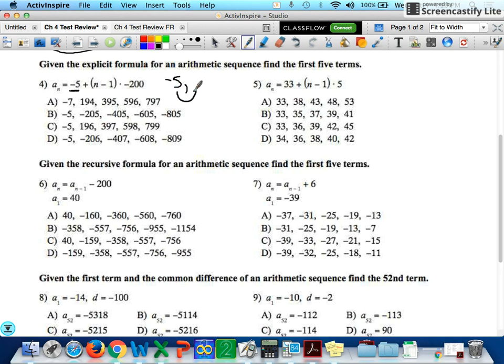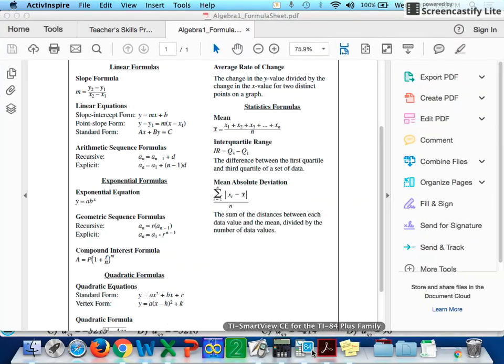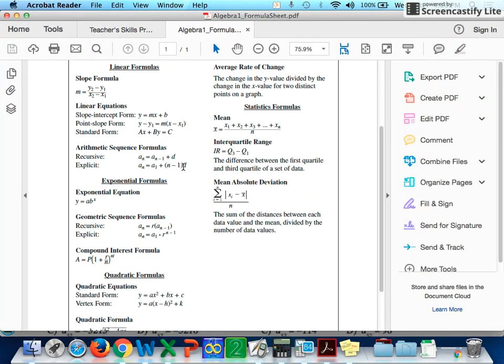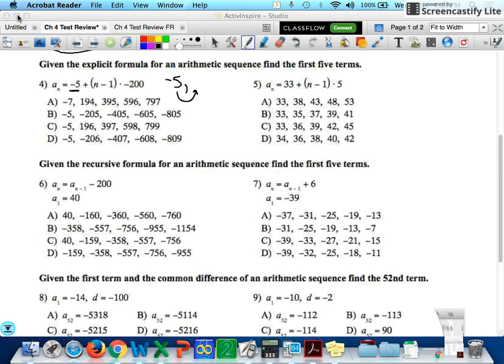Then every step of the way, I have some sort of common difference. And if you just look on your formula sheet, you know that difference has to be whatever number's just pegged out here at the end. So every step of the way, I'm going -200. I'm subtracting or adding a negative. I'm subtracting 200. So that means my next term should be negative 205. There's no need to actually use this equation.